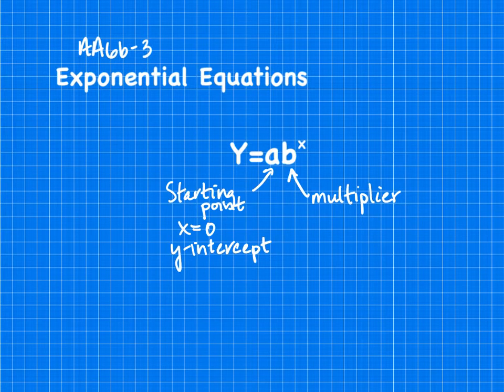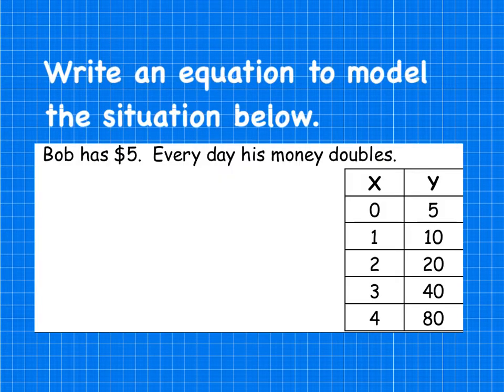So that's the general setup. y equals a times b to the power of x. And keep in mind, in the order of operations, anytime you're evaluating, you're always going to do the exponent first and then multiply that by your a. All right. So we're going to look at several different situations and how to model them.